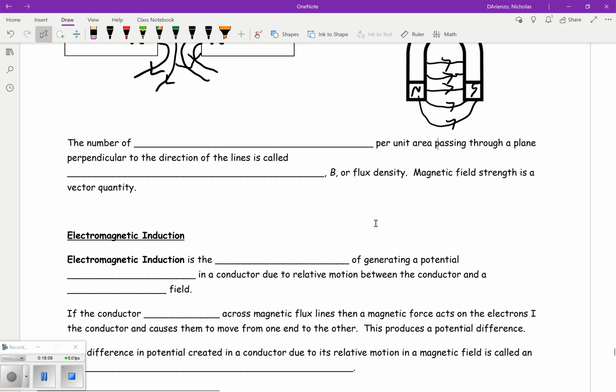Well, the number of magnetic flux lines, or magnetic field lines, per unit area passing through a plane that's perpendicular to the direction of the lines is what we call the magnetic field strength, which we looked at on the meter there, represented by a capital B, or what we call flux density. And that is a vector quantity, since it is described by its direction.